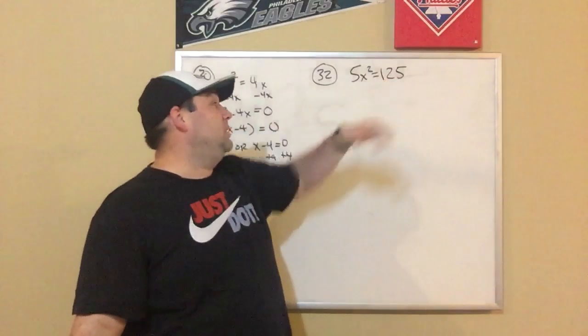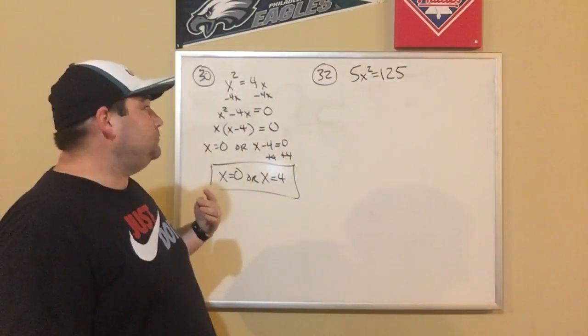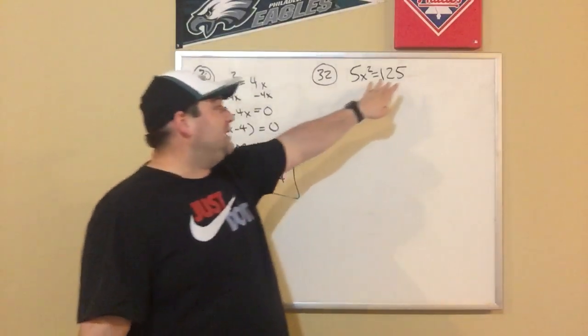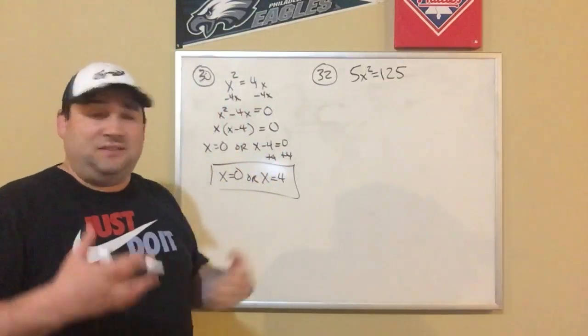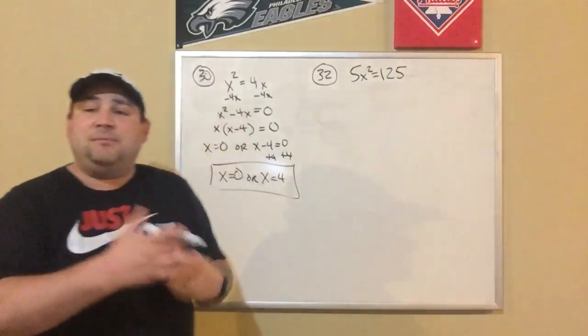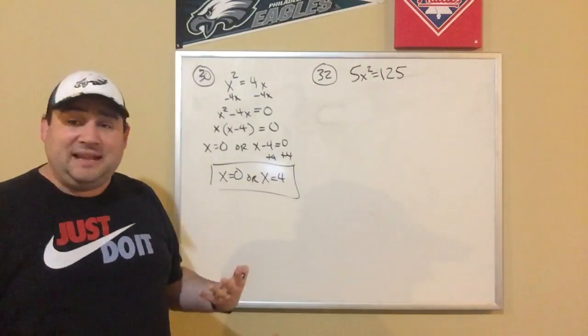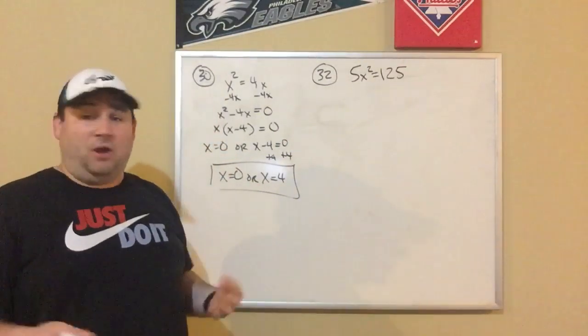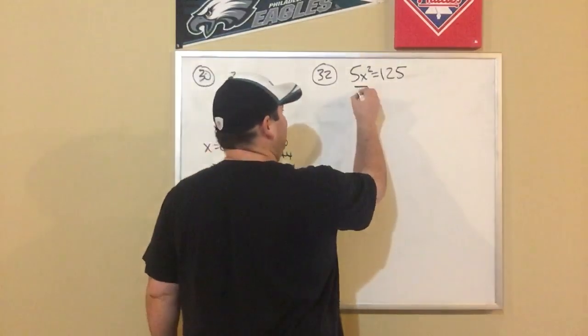5x squared equals 125. So this problem, there's no x term. Unlike this one where we had that 4x there, there's no x term here. So I could just solve this as if this was just 5x. So I'm not even going to imagine that's the x squared. I'll worry about that when I get to it. So if this just said 5x equals 125 and I was going to solve, I would divide by 5. I'm going to do the same thing here.